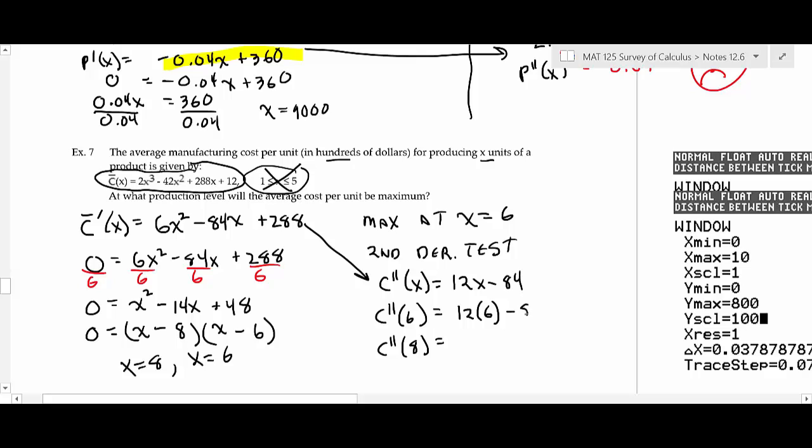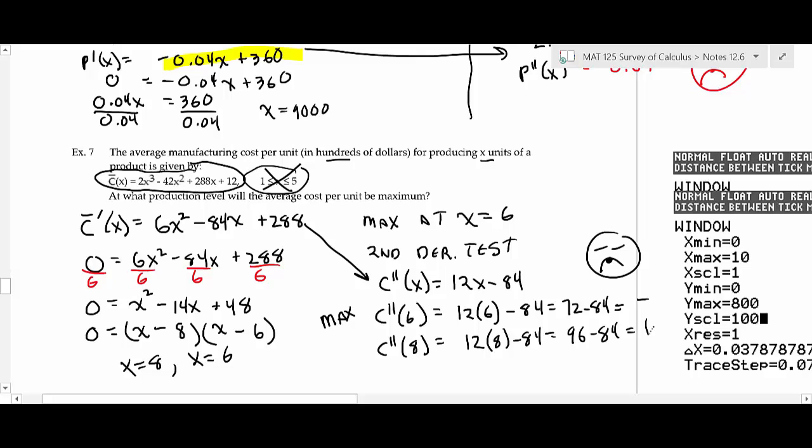Okay, so let's do this then. That's negative now because that is actually 72 minus 84. That's a negative number. So what does that tell you? Copy it down, which has a max. It's a max. Okay, that's how it goes. Now plug in 8 into your second derivative. That would be 12 times 8 minus 84. That's 96 minus 84. That's positive. What does that tell you? Minimum. Does that make sense?